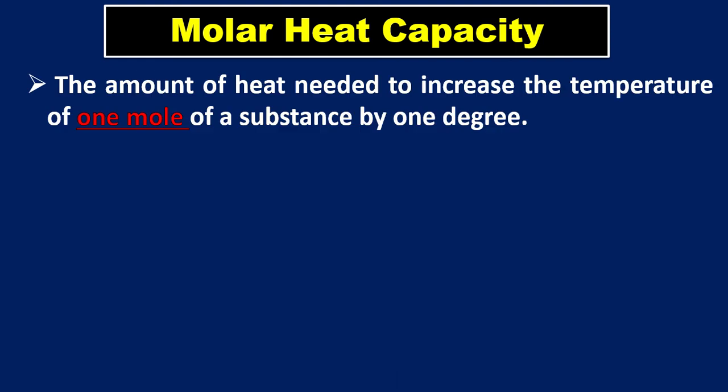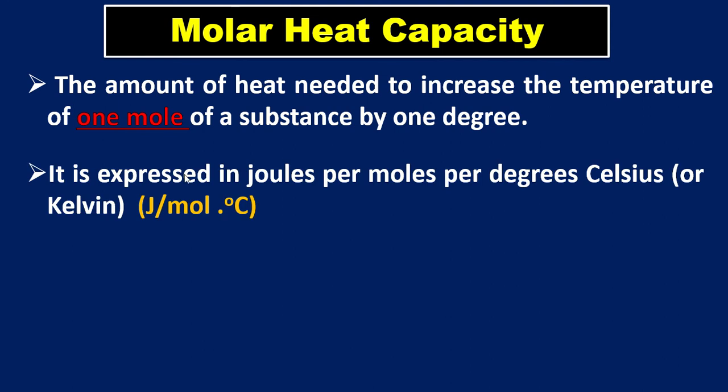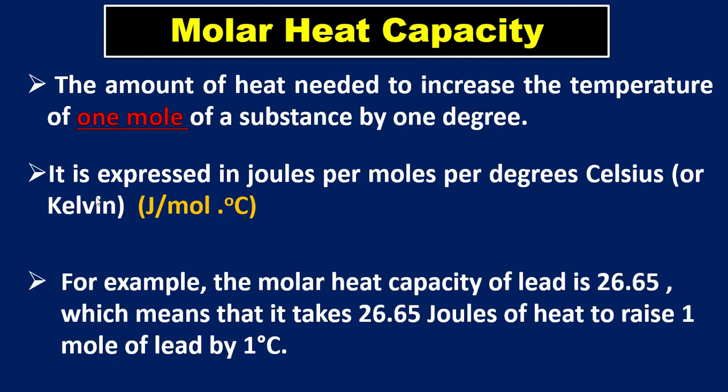Molar heat capacity is the amount of heat needed to increase the temperature of 1 mole of the substance by 1 degree Celsius. Its unit is joule per mole per degree Celsius. For example, if we state the molar heat capacity of lead, that means it takes this amount of joules of heat to raise 1 mole of lead by 1 degree Celsius.